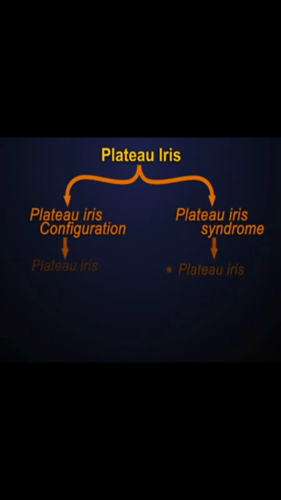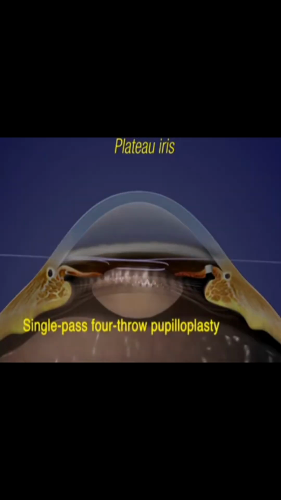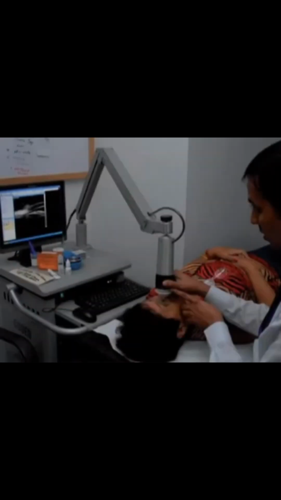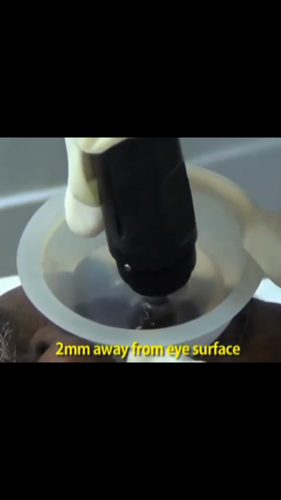In this anatomical variation, the root of the iris is short and anteriorly inserted on the surface of the ciliary body. Plateau iris syndrome refers to the condition in which angle closure is still present, confirmed by gonioscopy, despite a patent peripheral iridotomy that has removed a degree of pupillary block and without a shallow anterior chamber. Though there are laser treatments for plateau iris, we present a novel method of single-pass 4-throw pupilloplasty for treatment of plateau iris. Ultrasound biomicroscopy and gonioscopy are the first-line tests for early assessment of plateau iris.